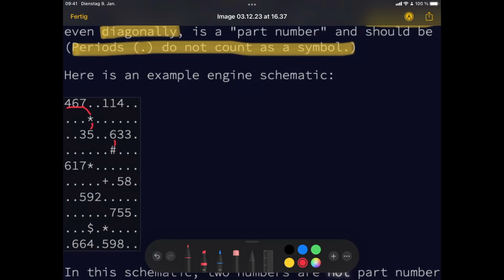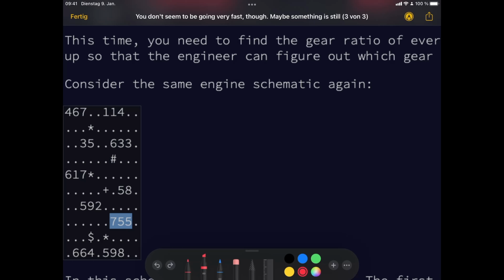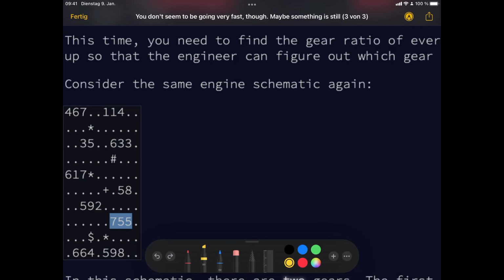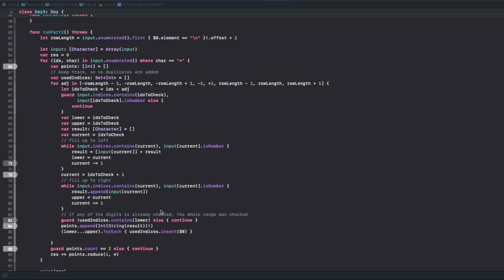So for the second part, what we need to do is find asterisks. So all the asterisks in that case would be here, here, and here. And then check whether there are two numbers adjacent to them. So the first one is adjacent to 467 and 35. The second one only has one number and the third one has two numbers as well. So what we would do now is we would multiply 467 times 35 and 755 times 598 and then add these numbers up. I used the same ideas as in part 1, but I did it a bit differently.